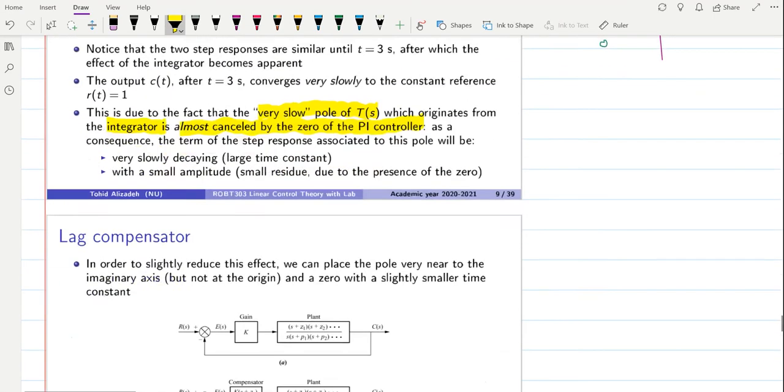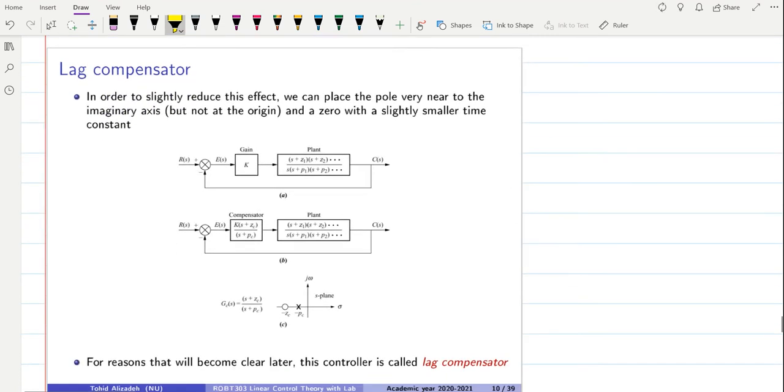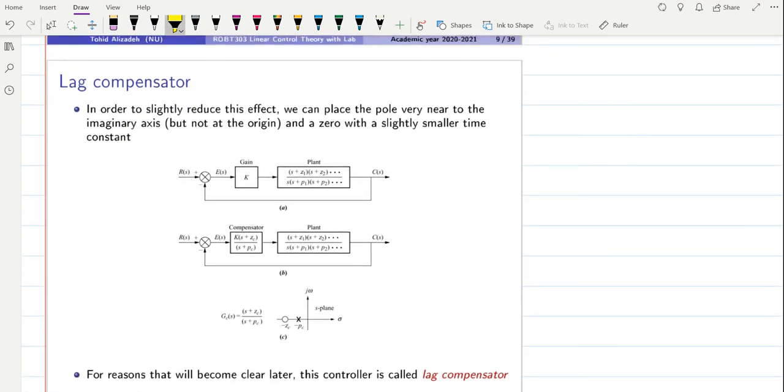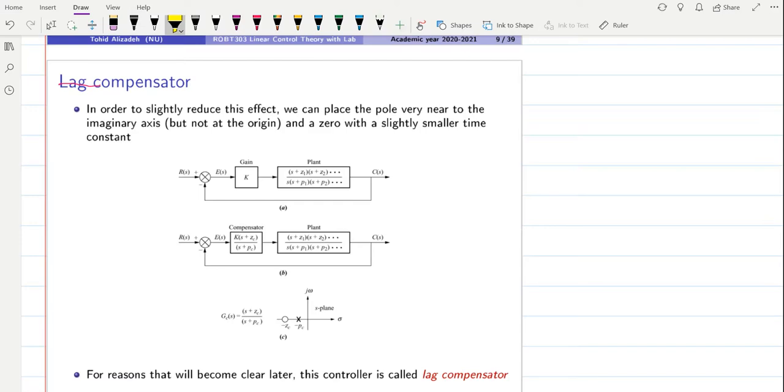In order to get rid of this effect, instead of using the PI controller, we can switch to another type of controller, which is called a lag compensator. Compared to the PI controller, in the case of lag compensator, we don't place the pole of the controller right at the origin, but we place it close to the origin. And then the zero of the controller will also be located close to the pole of the controller, because we don't want again to change the Root-Locus shape of the system.